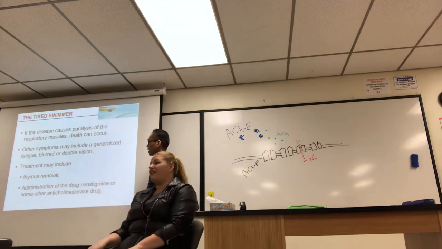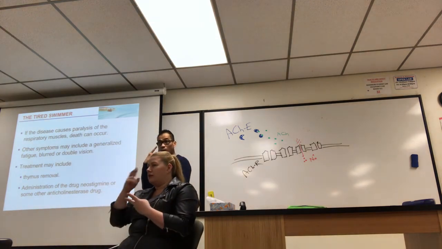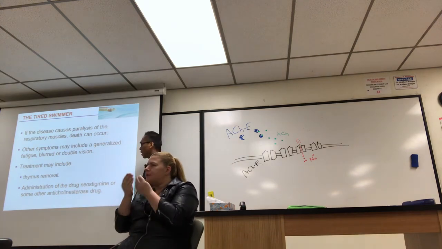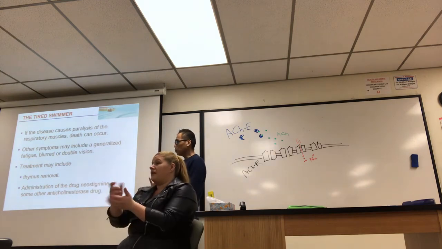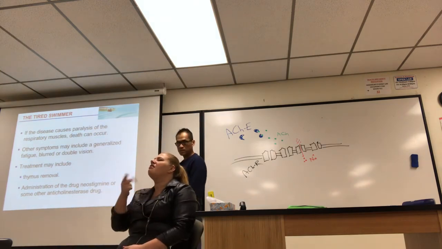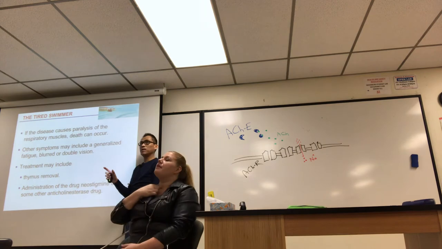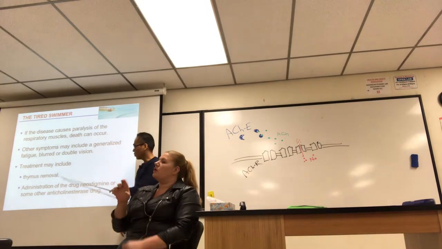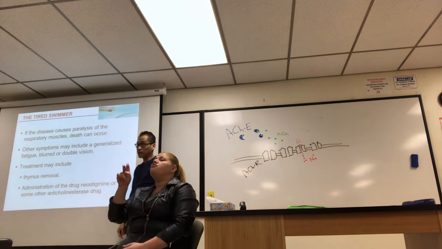Other symptoms include generalized fatigue and blurred or double vision because of the smooth muscle in the eyeball. You'll learn about the ciliary body at the end of this course when we talk about the eye. So there's smooth muscle in the eye causing the blurred vision. Treatment may include thymus removal. Usually a tumor in the thymus triggers this. The body reacts to fighting the tumor, but the antibody that you make against the tumor happens to also attack the ACHR. So if you remove the tumor, maybe the antibody against it goes down and that helps you.